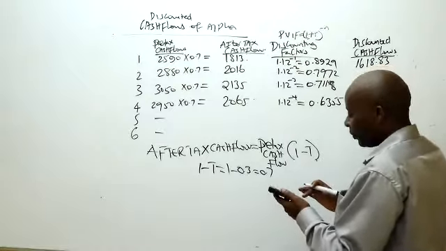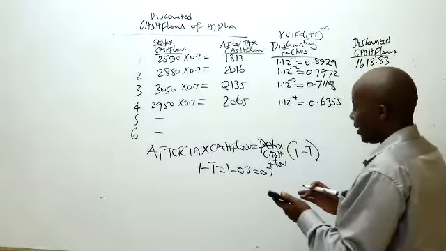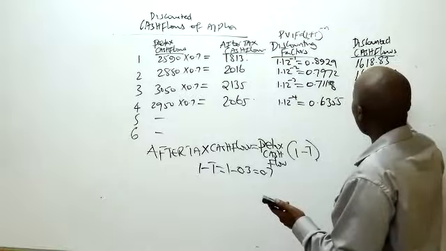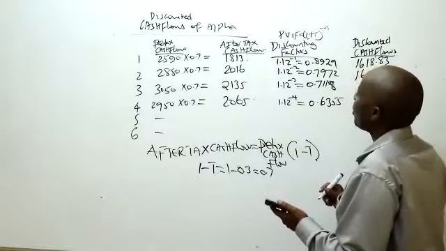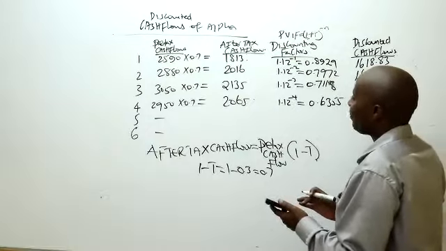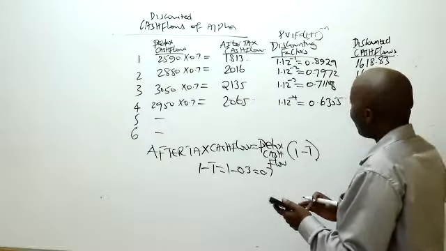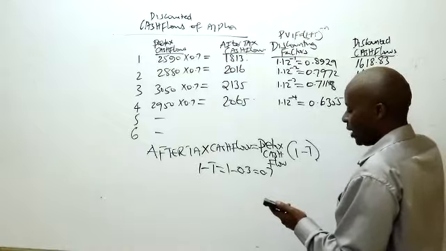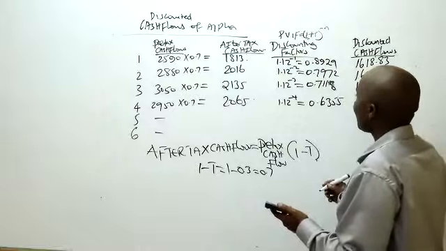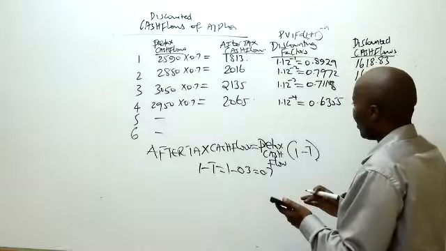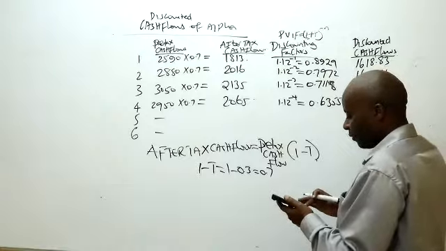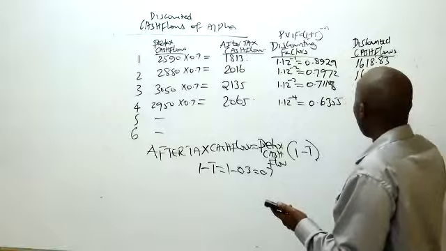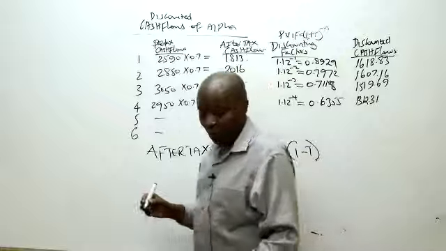2016 times 0.7972 equals 1607.16. We have 2135 times 0.7118, giving us 1519.69. And then we have 2065 times 0.6355, giving us at the end of the day 1312.31.